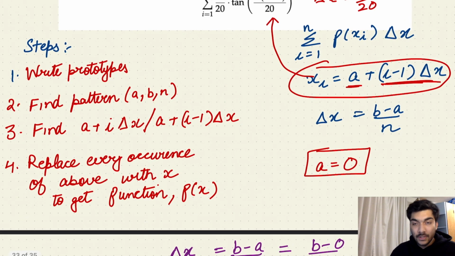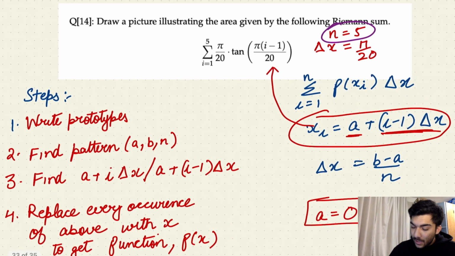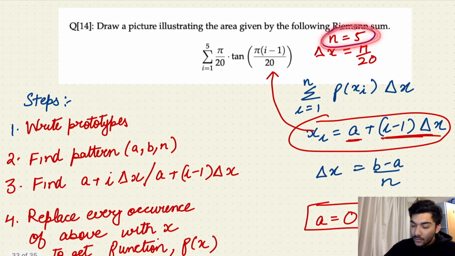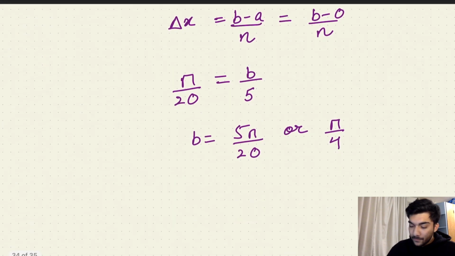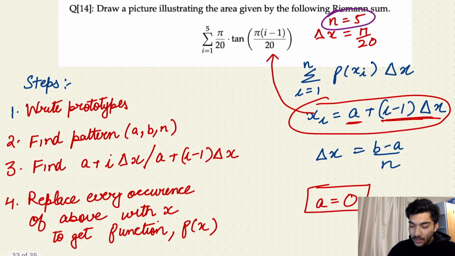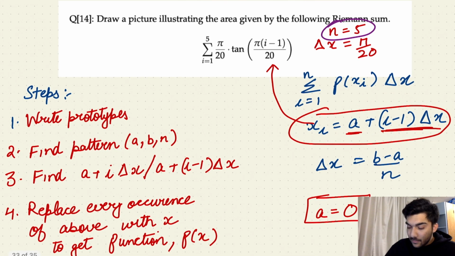I have my b, which is my right endpoint. I have my a, which is my left endpoint. I also have the number of subintervals, or the number of rectangles, that are used for the approximation of area. Based on all this given information, and I also know that I'm using a left hand Riemann sum instead of a right hand Riemann sum, now I have to replace my occurrence of a plus (i minus 1) delta x, which is indeed (i minus 1) delta x because a is equal to 0.